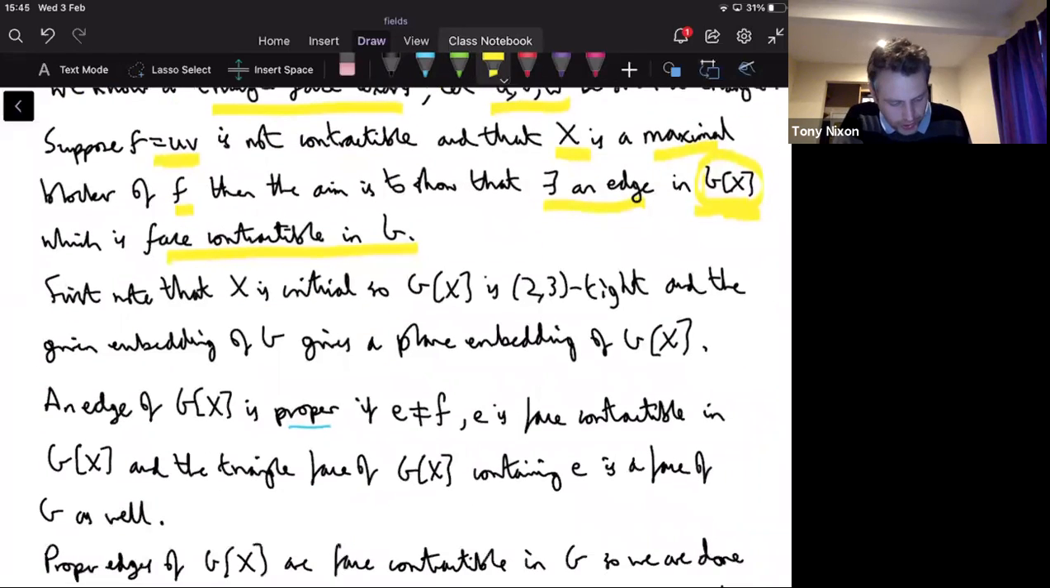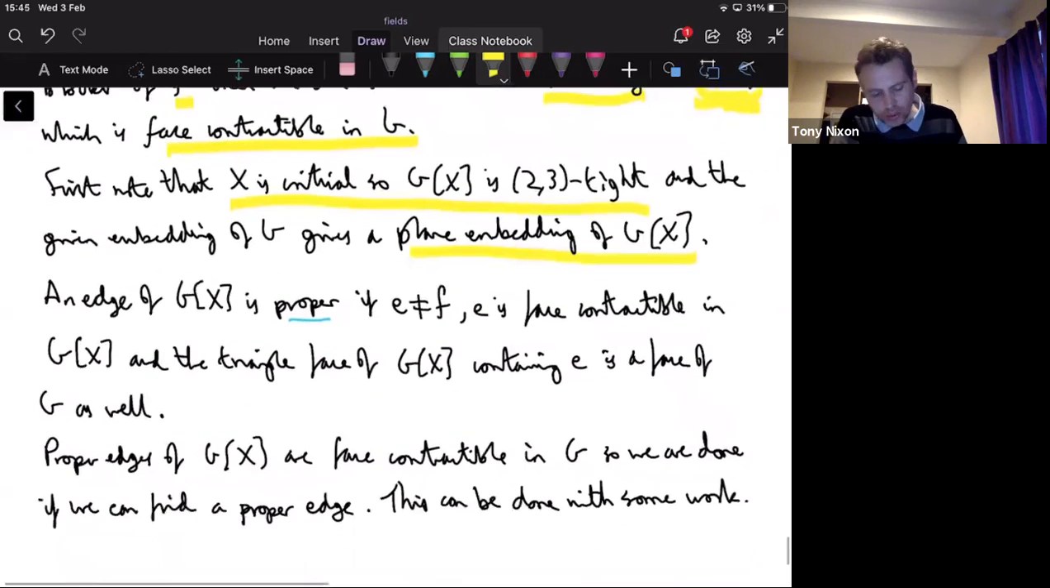Okay, so I guess I said this. Since X is critical, GX is 2-free tight, and we have a plane embedding of GX. Okay, and so really this is all I'm saying, because the rest is just very brief.